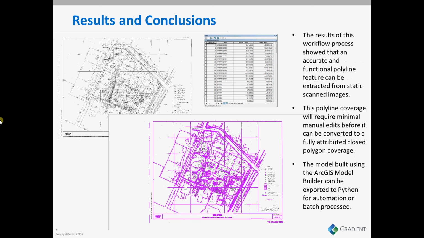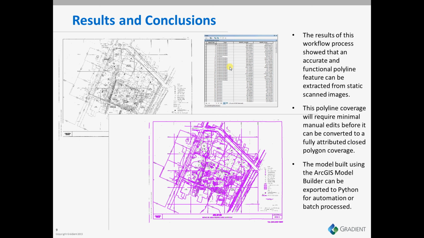Now, as I was trying to say before, the end point of this workflow is to provide a functional polyline feature that is extracted from a static scanned image. That feature can then be processed either as a final polyline or a final polygon that has your attributes, a building number, a building area, a feature number, maybe a tank area. You can identify all that information in the final attribute table.